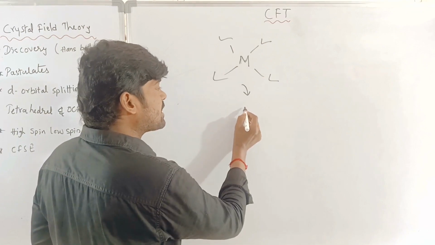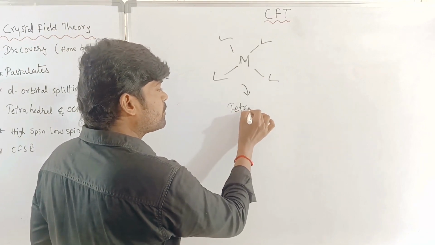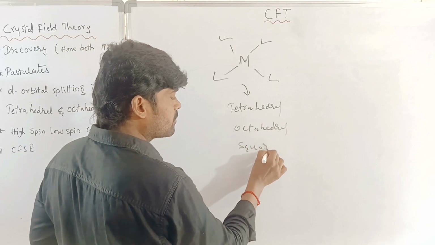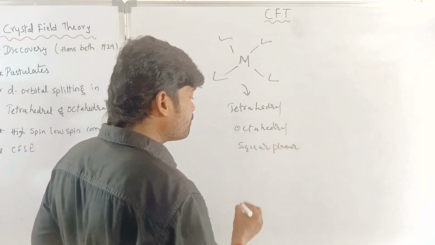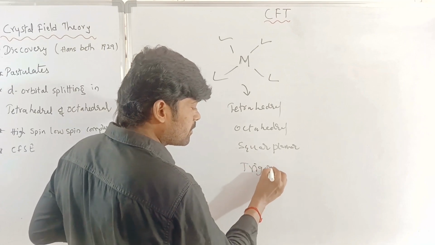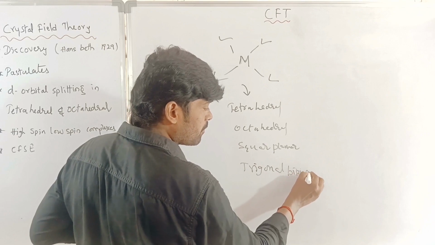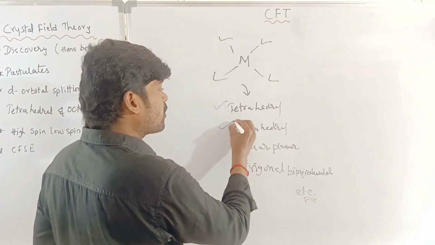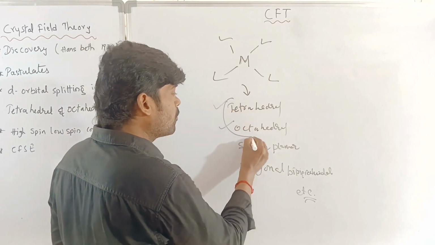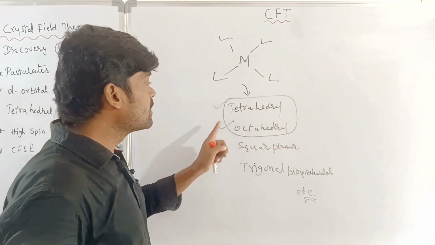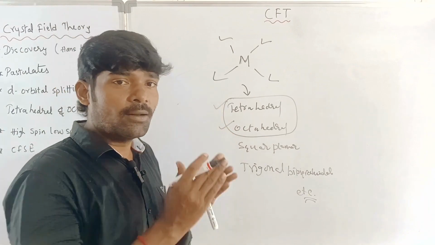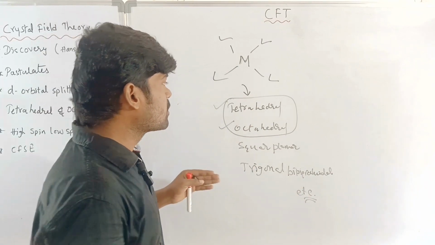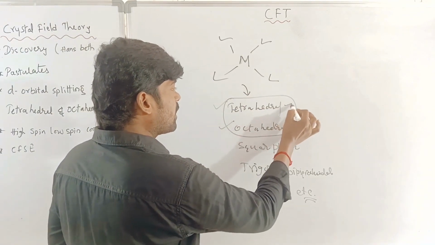That structure can be tetrahedral, octahedral, square planar, trigonal bipyramidal, etc. But in your syllabus, tetrahedral and octahedral complexes are there, so I am going to explain the tetrahedral and octahedral complexes. In these tetrahedral and octahedral complexes, how the d orbital will split into energy levels. So, coming to d orbital splitting in tetrahedral and octahedral.